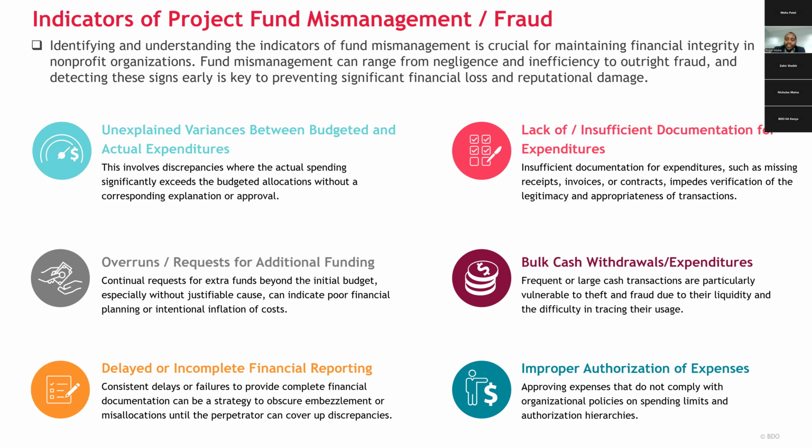The third one is delayed or incomplete financial reporting. So if you find that there are consistent delays or failures to provide complete financial documentation, this can also be a strategy to hide the embezzlement of funds or misallocations of funds until the perpetrator can cover up these discrepancies.